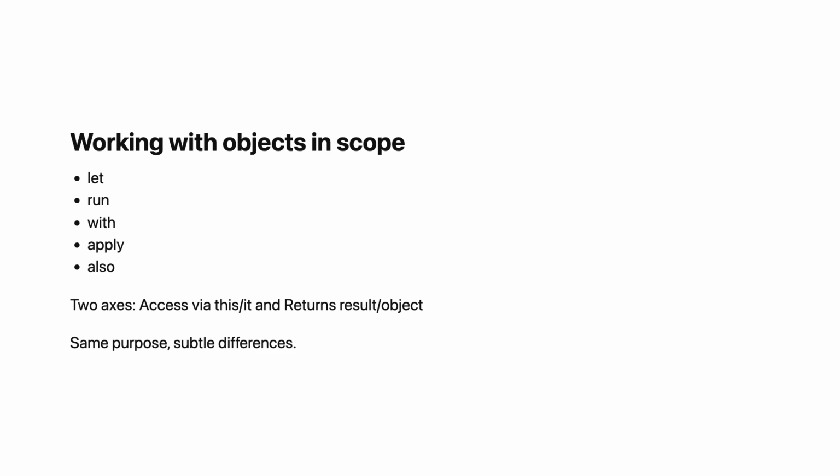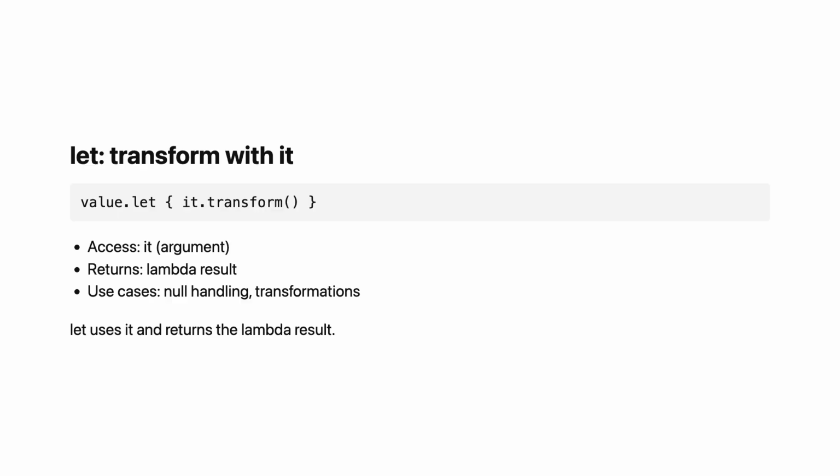Common uses: null handling, value?.let { use(it) safely }. Transformations, value.let { transform(it) }. Scoping, limit a variable's visibility to the lambda. Let is great for processing a value and producing a new result.